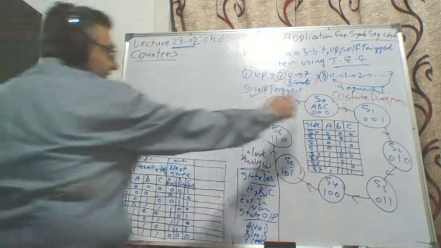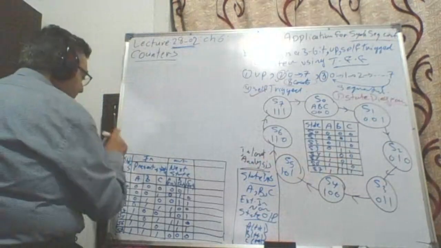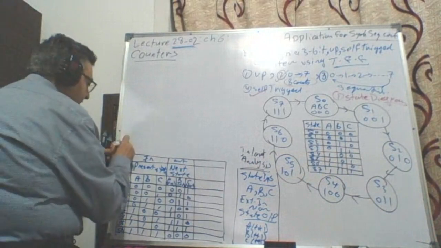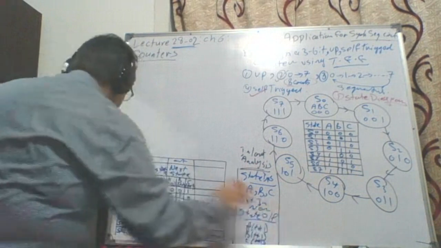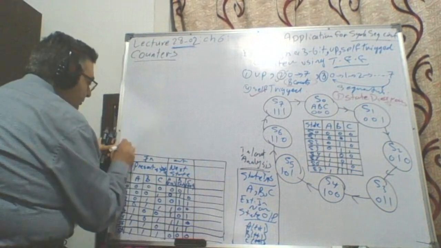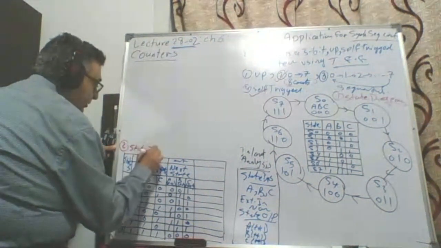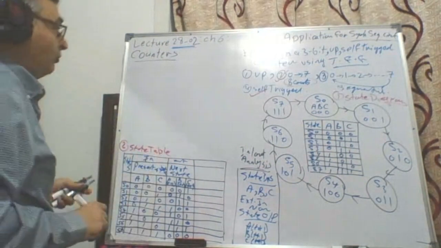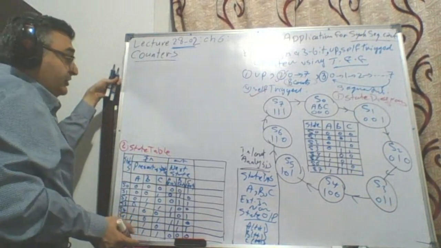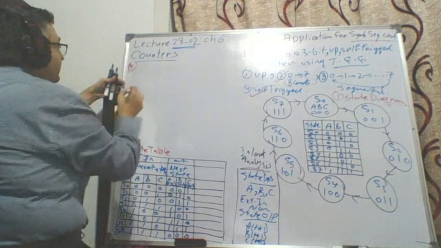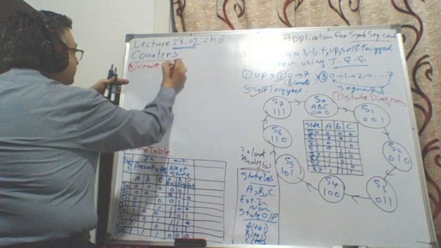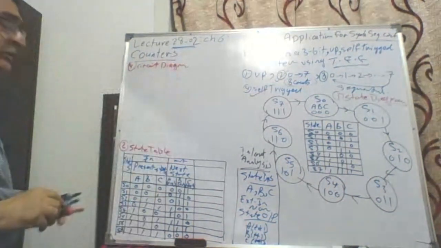We derived the state diagram. From the state diagram, we got component number 2, which is the state table. Now, before I go to the state equations, I can start building component 4, which is the circuit diagram. Can I start the circuit diagram?